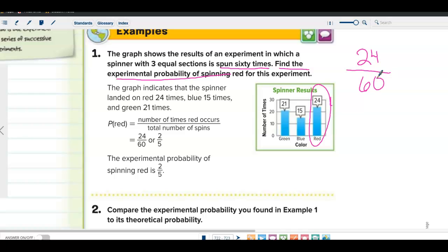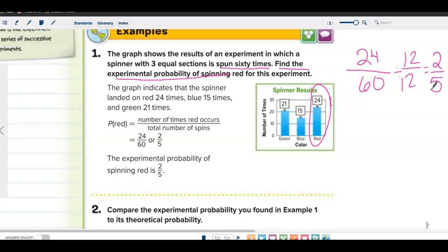Yep. Okay, so can we divide both 24 and 60 by something? 4. Okay, I heard 4. Anything else? 2. Anything else? 12. 12, okay? You could do all of those. We'll all get the same answer. You just might have to keep reducing. Okay, so 24 divided by 12 is? 2. And then 60 divided by 12 is? 5. Okay, so that's our fraction.